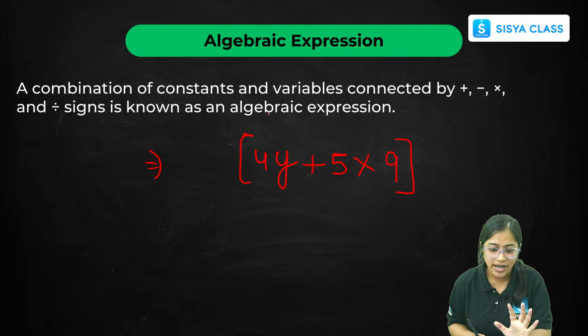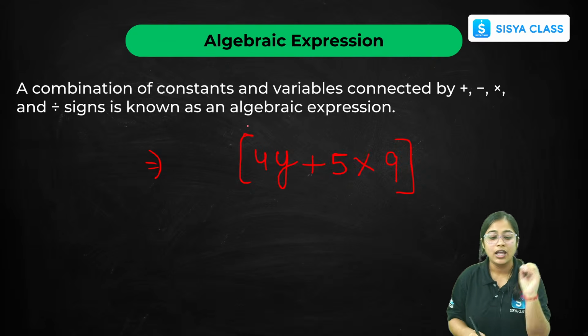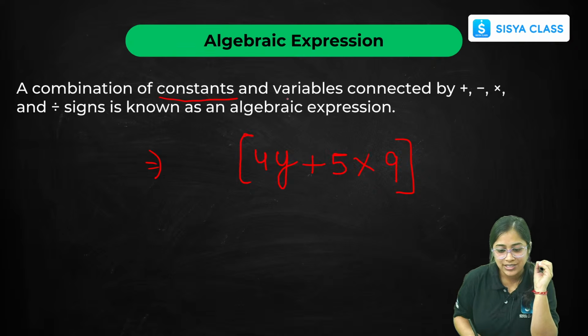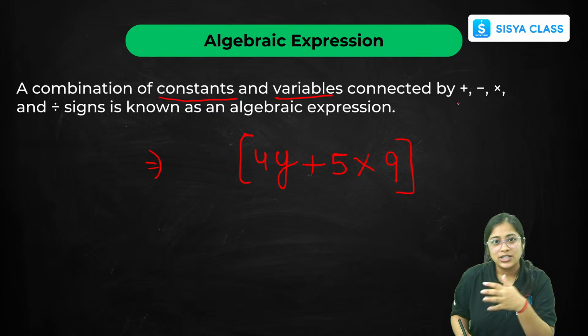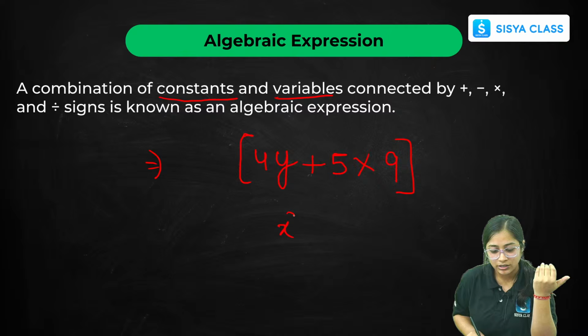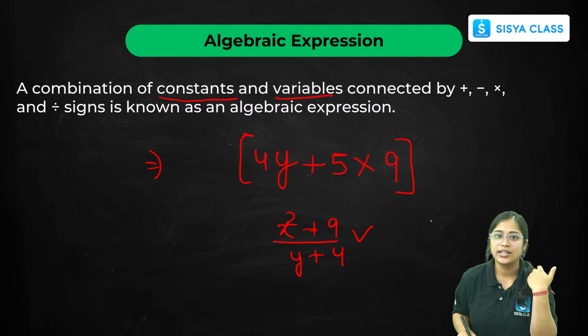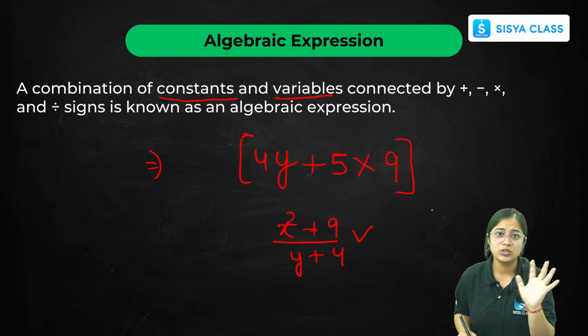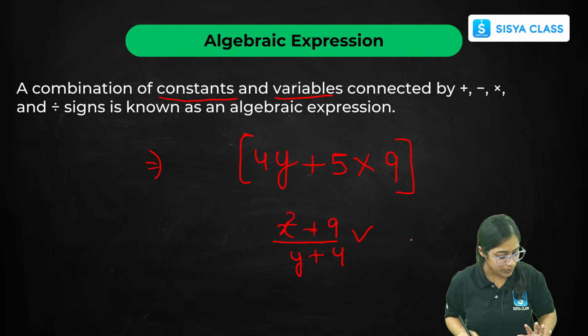So what is an algebraic expression? It is very simple: one in which you combine constants and variables by using these signs. Anything, let's suppose I take x square plus 9 divided by y plus 4, this is also an algebraic expression. So this was also very easy, what an algebraic expression is.